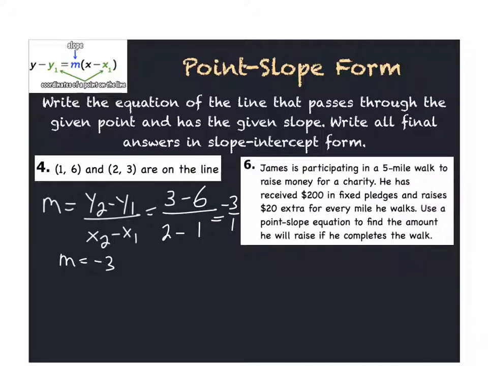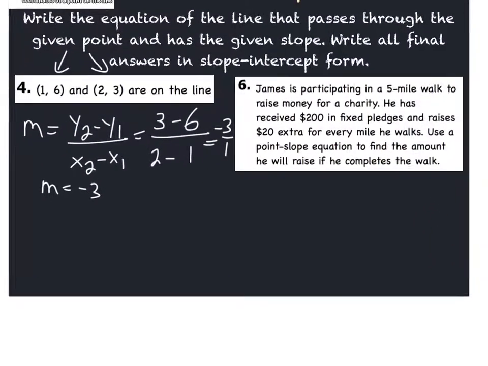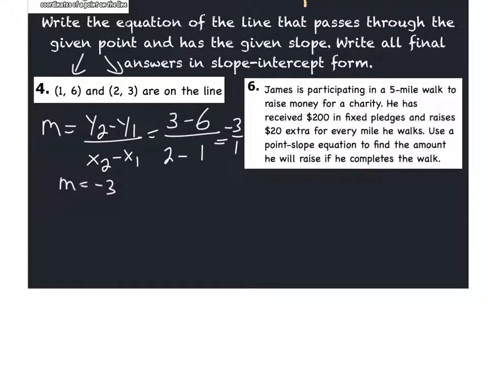Now we have a slope, and we have a point. Now you might be saying, well, Mr. Ramos, we have 2 points. Which point do we use to write this in point-slope form? It actually wouldn't matter. You'd get the same answer either way when you're changing this to slope-intercept form. I'll just go ahead and choose the first point.